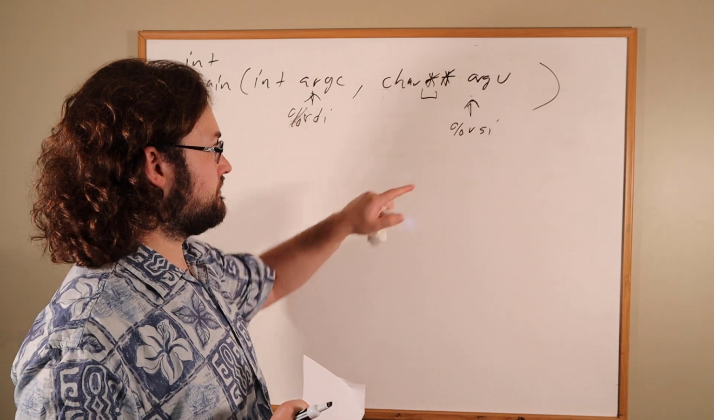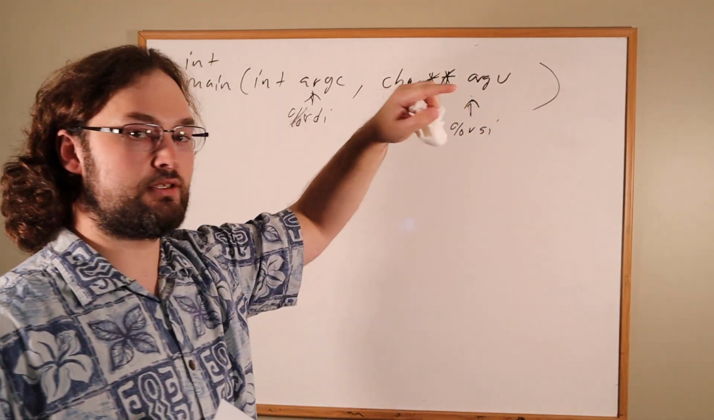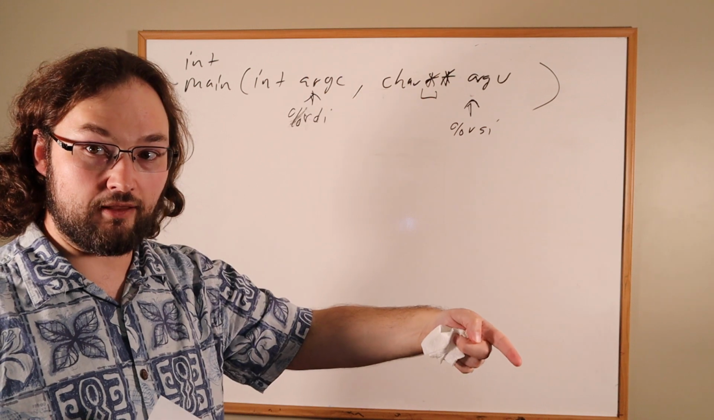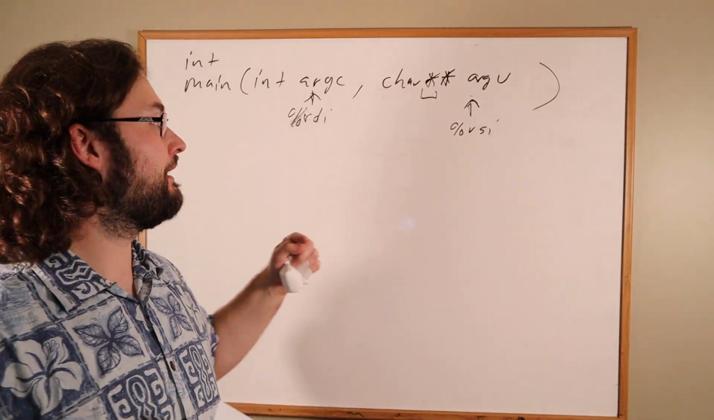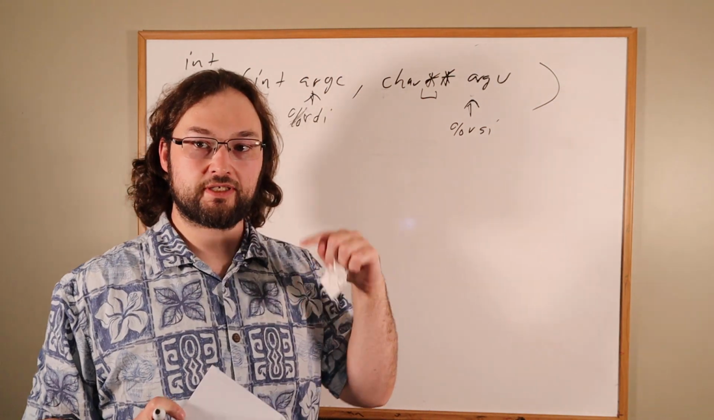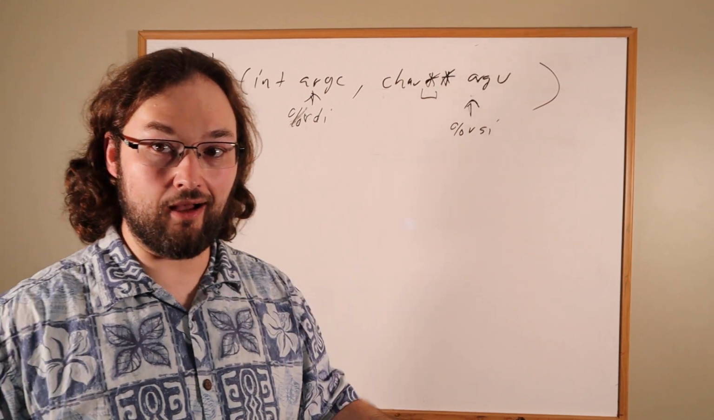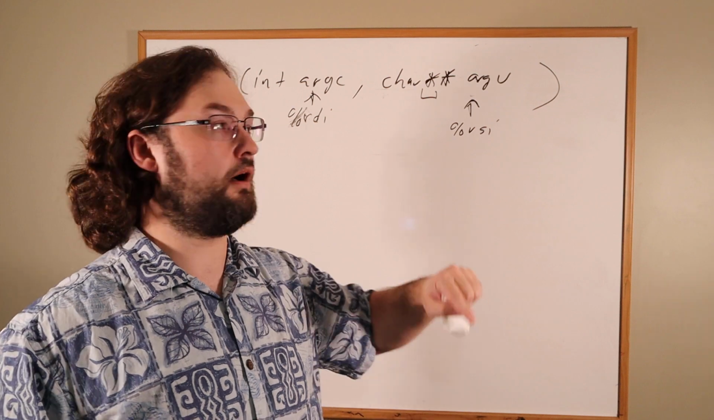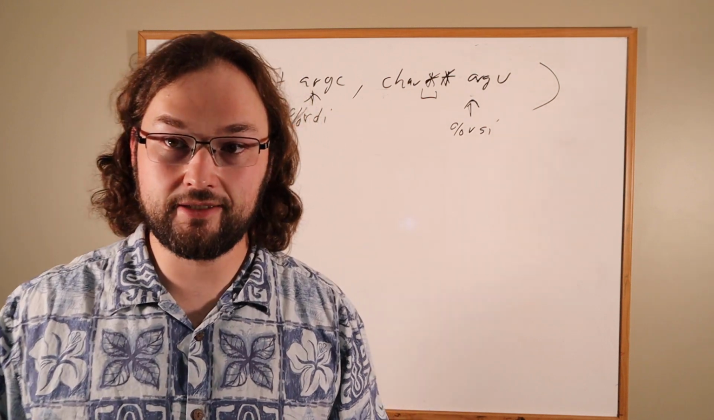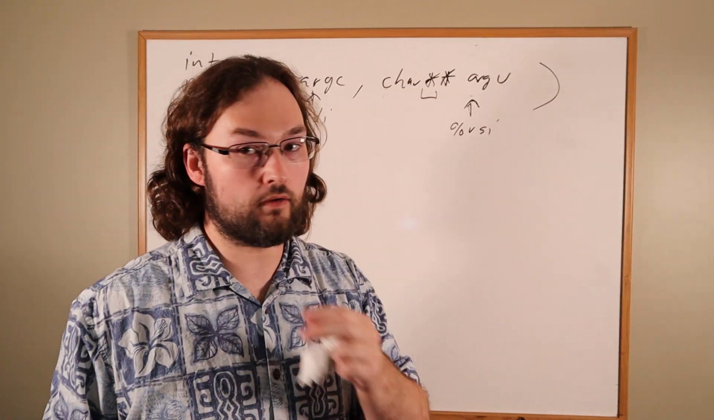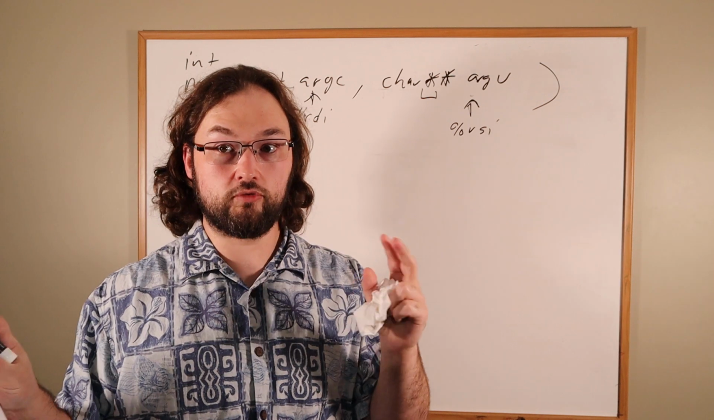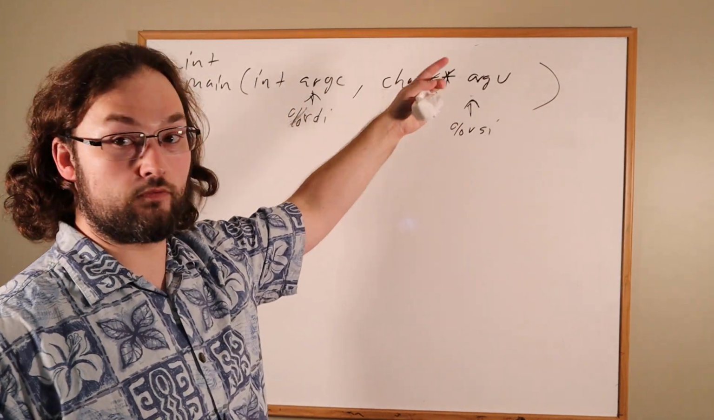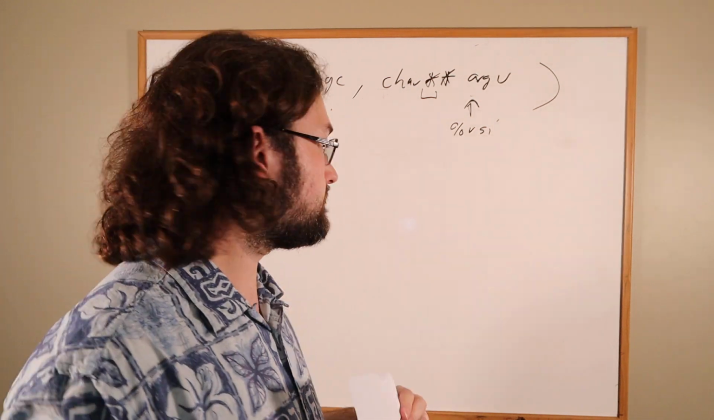So now this argv contains the address of the first element in an array, where the first element in the array is an address of the first element in an array of char. A string in C is a sequence of characters, an array of char. This is a sort of two-dimensional array.